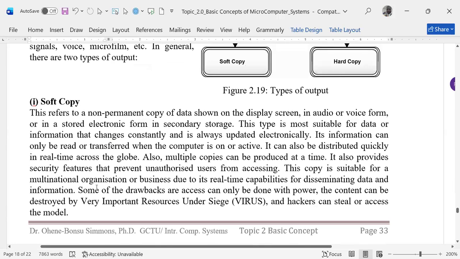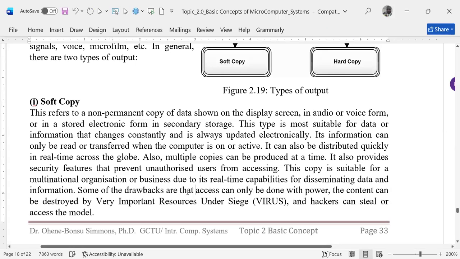Another disadvantage of the soft copy is that it can be attacked by a virus. Virus is an acronym for very important resource under siege. It can easily be attacked by a virus, and again, hackers can easily break through.